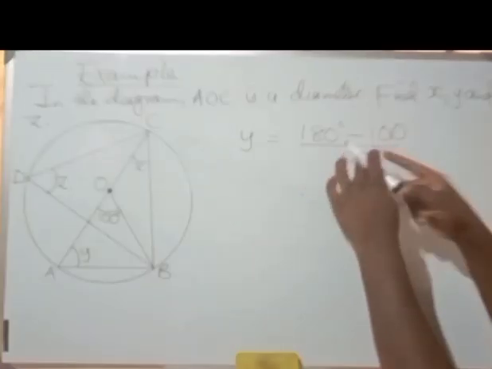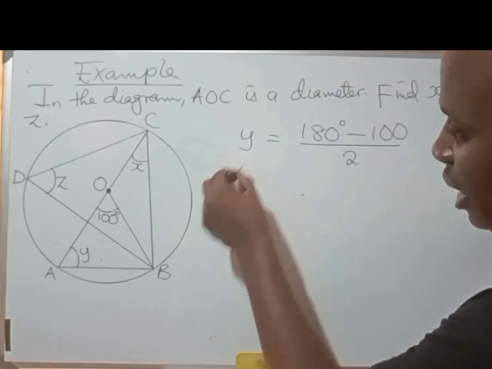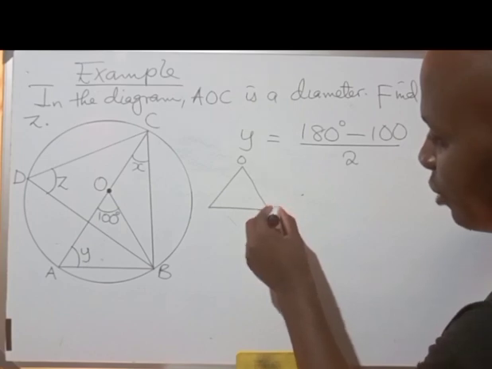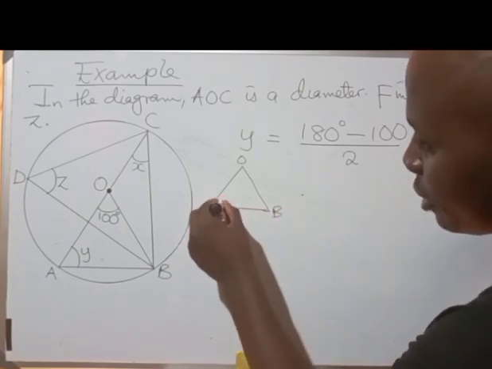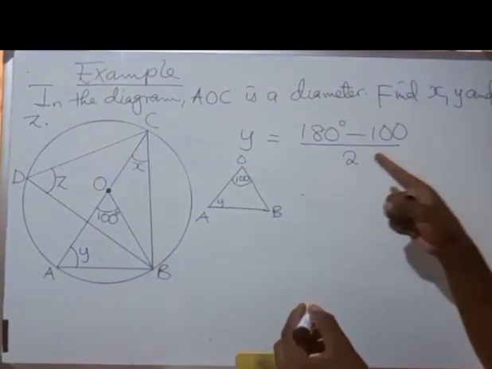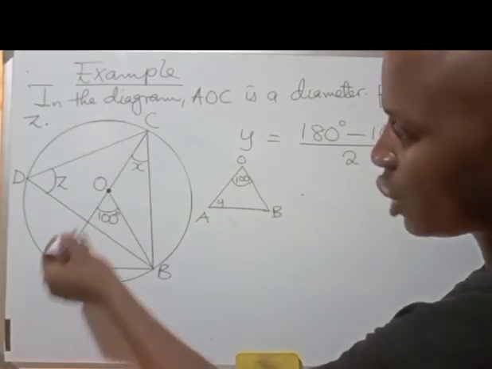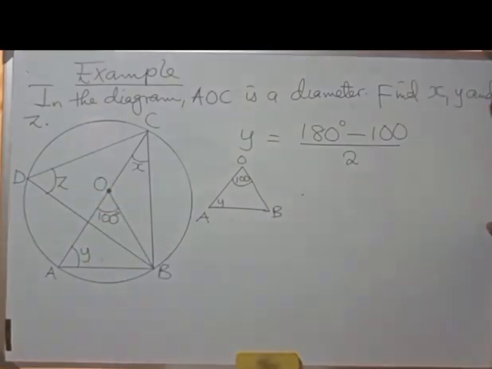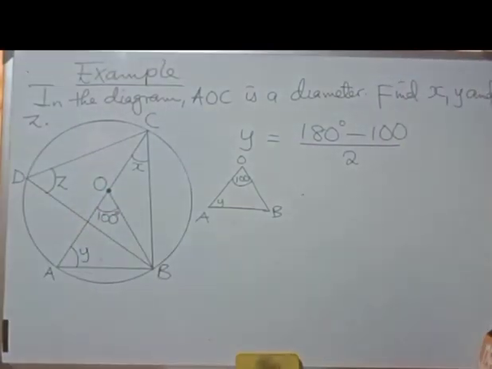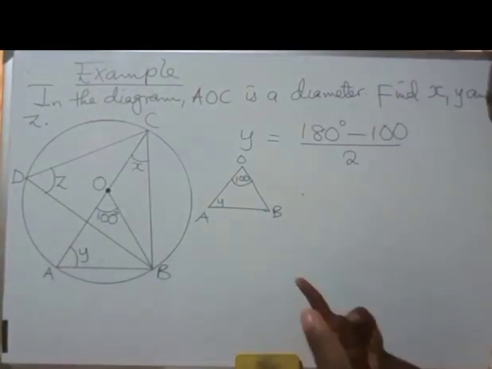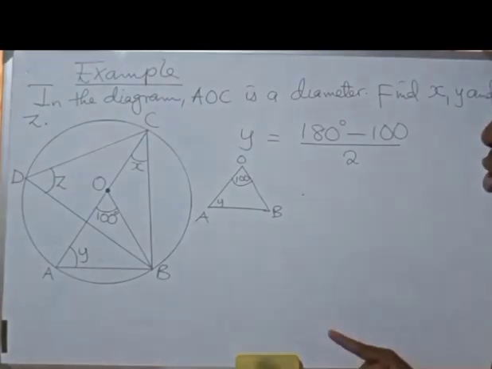What am I trying to say? The reason why I've said it will be like this, because I've gotten this. There it is O, there we have B, there we have A, this is Y, there we have 100. The reason why I've said divided by 2 is because from A to O, it is a radius, and from B to O, it is also a radius. So radii are the same. There is no radius which is longer than the other. All radii are the same, because they are all coming from the center to the circumference.